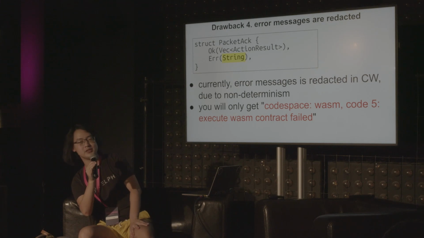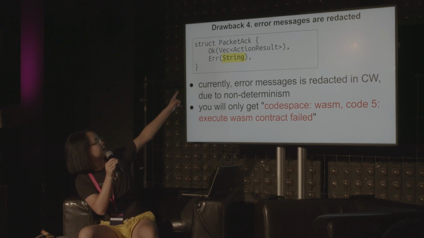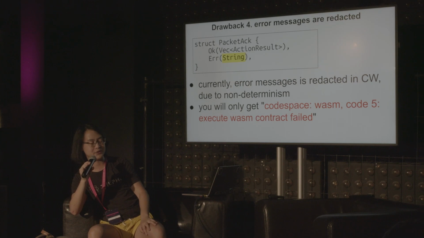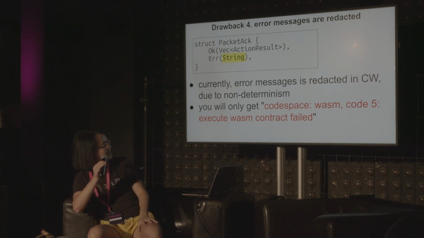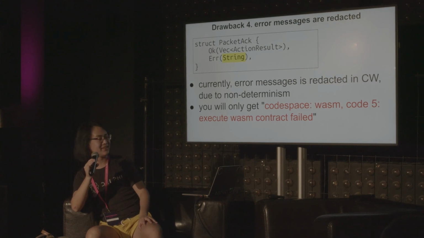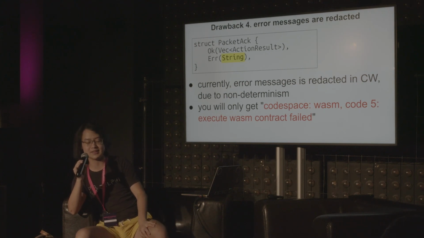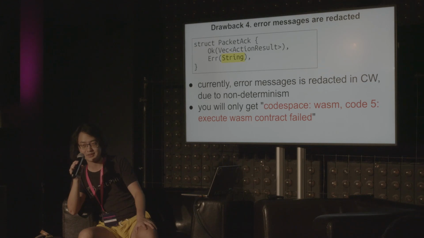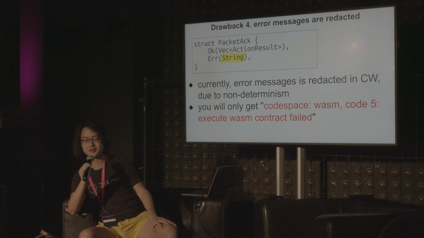Drawback number 4, error messages are redacted. Simon talked about this in his earlier keynote. I told you that if the packet fails to execute, we will return you the error string in the acknowledgement. Well, I lied. You will not get the actual string. You will only get this thing called codespace wasm code 5, execute wasm contract failed. You will get this string every time. The reason is that the error strings of Cosmos SDK are not guaranteed to be deterministic. So they are redacted. We only tell you the contract failed, but we cannot tell you why it failed. So hopefully this gets fixed in AwesomWasm v2.